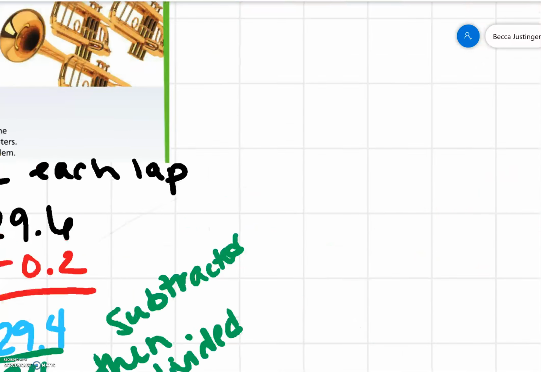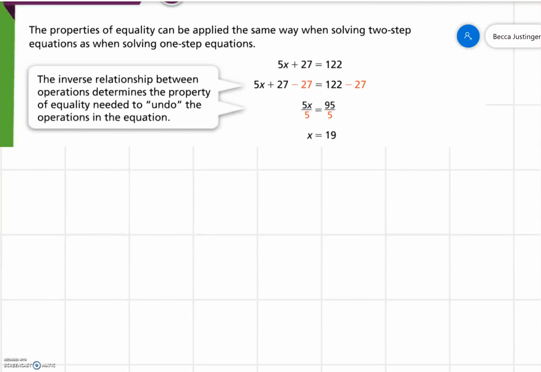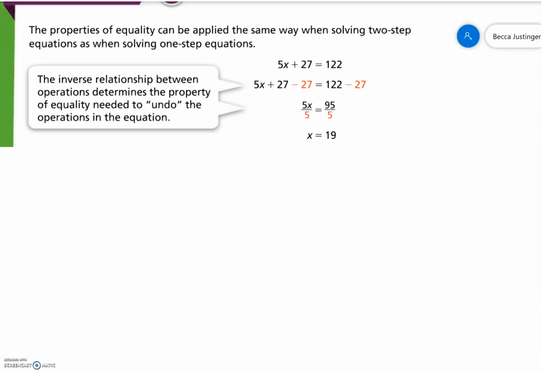All right, key concept on the next page. Use properties of equality, which can be applied the same way when solving 2-step equations as when solving 1-step equations. So if we were trying to solve this equation, we're trying to solve for x. Remember, can't get rid of the 5 yet. We got to get rid of the 27. So you subtract it from both sides. It cancels out on the left. 5x gets brought down. 122 minus 27 equals 95. Still trying to solve for x. 5 is being multiplied, so we divide it, inverse operation, and x equals 19.